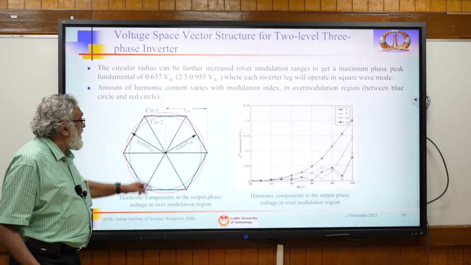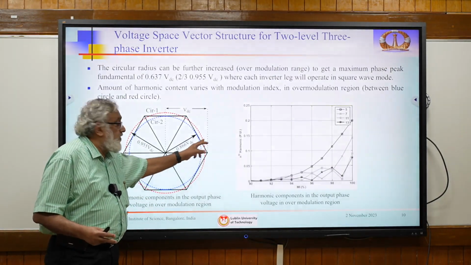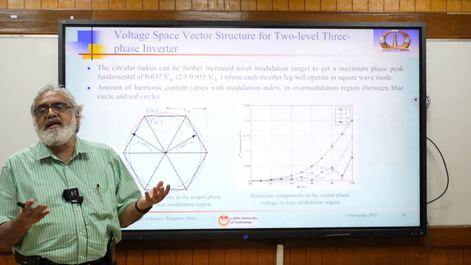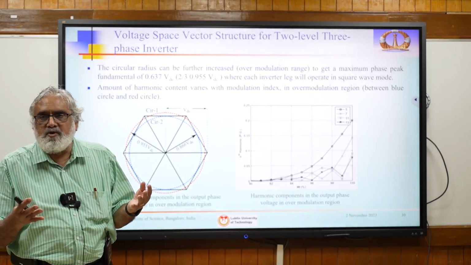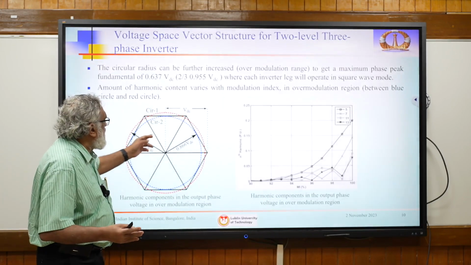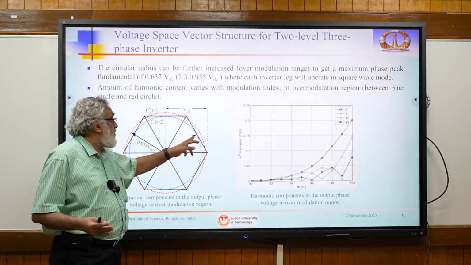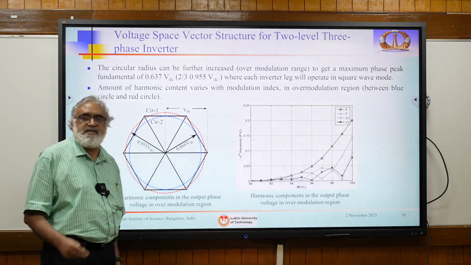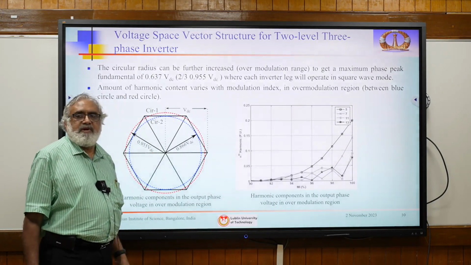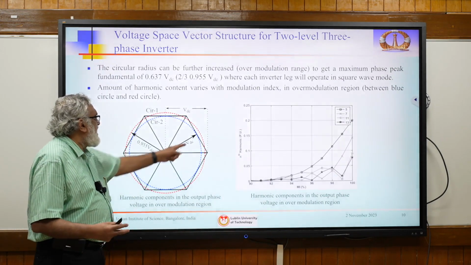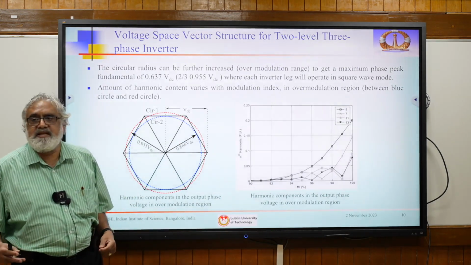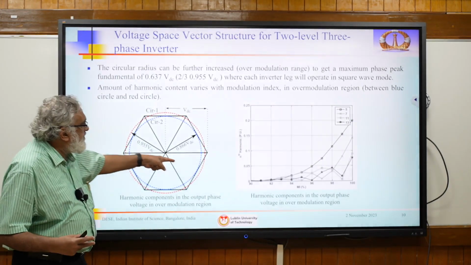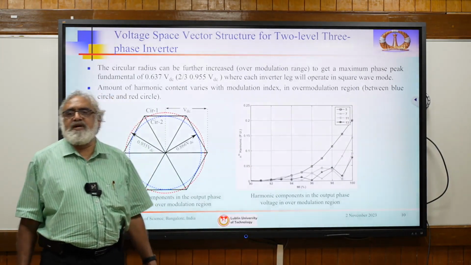Many times we may have to go to this region, for example when there is a DC link fluctuation, so the fundamental should not suffer. So we have to move from here to here. This is 0.577 VDC, where VDC is the radius of this hexagon, or the DC link voltage, and this will be 0.637 VDC. So this much range we can get, but we will introduce fifth and seventh order harmonics.